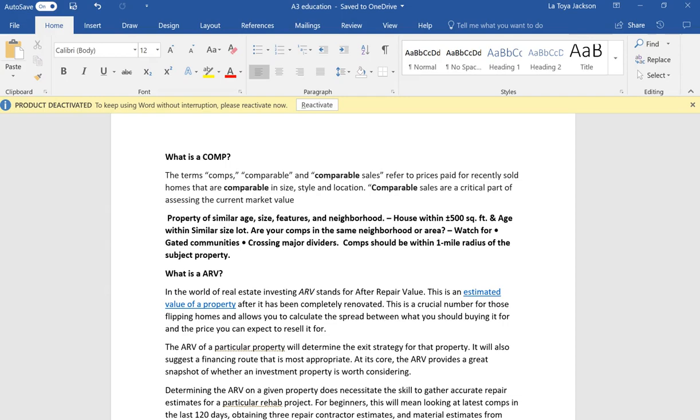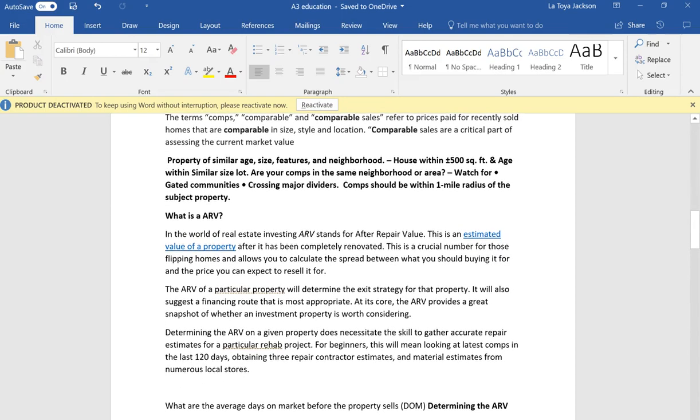This is what we use to determine what we're going to pay for a property. Some of the things you need to know about comps is you choose it by similar age, similar size, features, and neighborhood. You want to choose a property that's within 500 square feet of yours. So if your property is 1,000 square feet, you don't want to choose anything over 1,500.